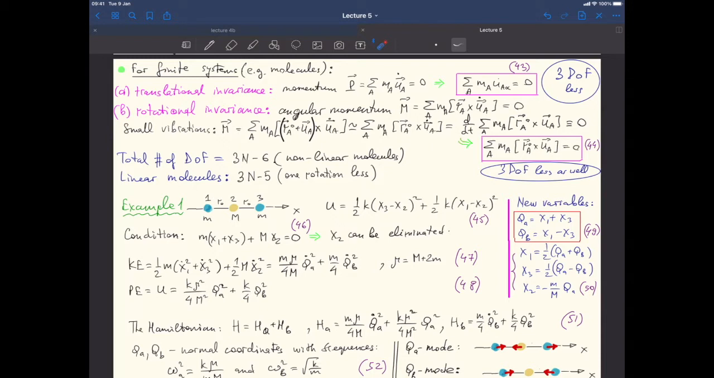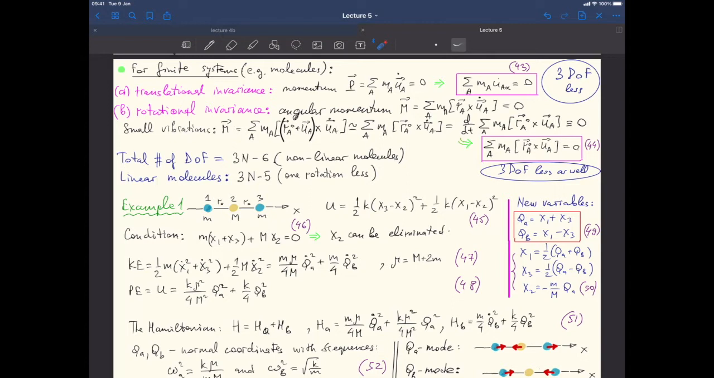There's also rotational invariance. For that, we would claim that total angular momentum of the whole molecule is equal to 0. And total angular momentum is defined here. Here's the velocity. And this expression can be rearranged a little bit to create a simple condition which connects all the atomic displacements to keep the momentum constant. For that, we consider the case of small vibrations only. This is the case we consider anyway, because we work in the harmonic approximation, when we assume that atomic displacements are small.